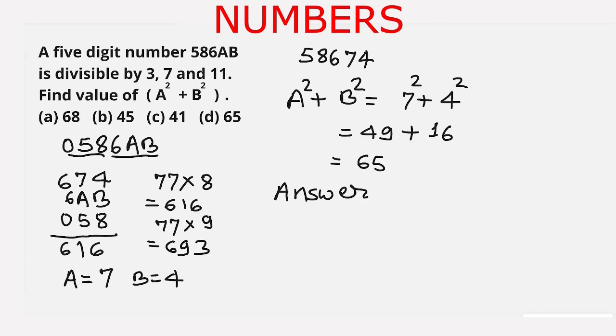Thus the value of A square plus B square is 65, and from the given options our answer is option D, 65. I hope you have understood the method of solving such type of questions and the 3 digit rule. We go to the next question.